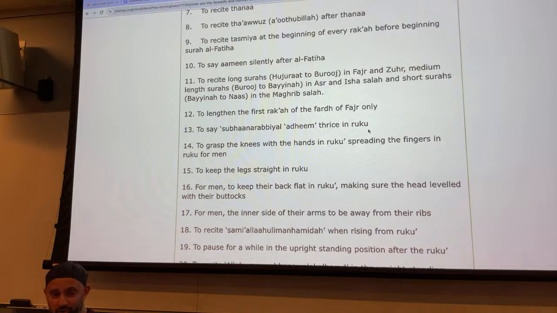To say Subhana Rabbi al-Azim three times in the ruku', the bowing position. So when you go from standing to the bowing position, this is something you say in Arabic, Subhana Rabbi al-Azim, glory be to my Rabb, my Lord. And we've talked a lot about the word Rabb and what it means. It's not just Lord. What's the definition of Rabb? Rabb is al-Malik, the owner, the master of things. He's Sayyid, the one who is making the decisions.